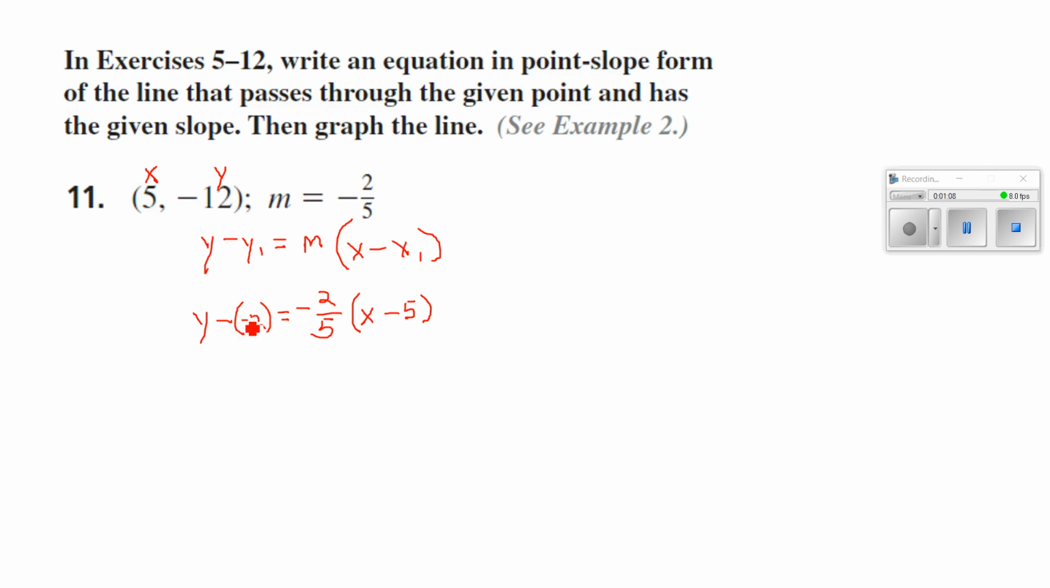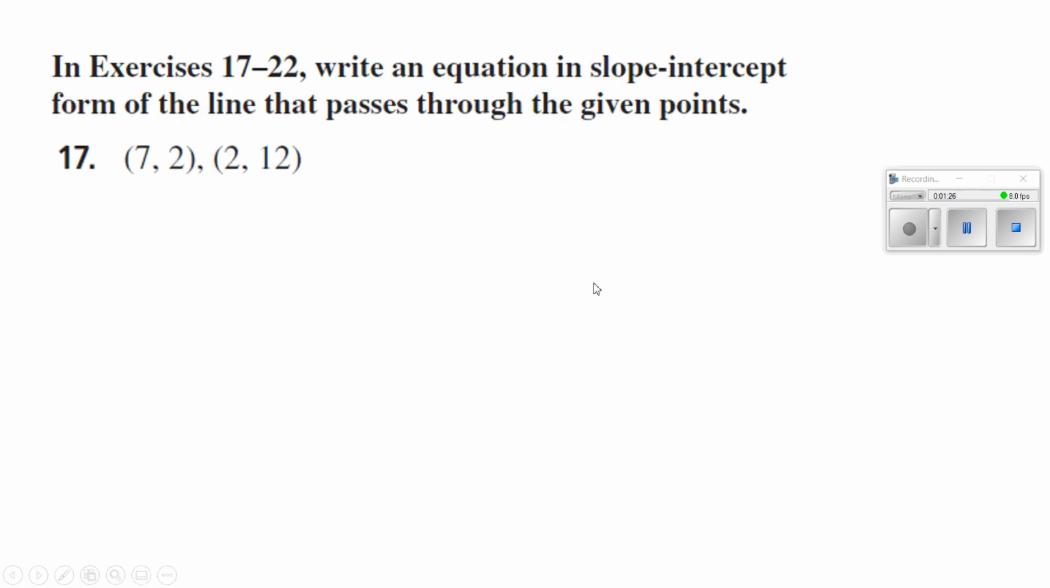And a negative times a negative is a positive. So this will become y plus 12 equals negative 2 over 5 times x minus 5. All right, let's move on to our next problem.